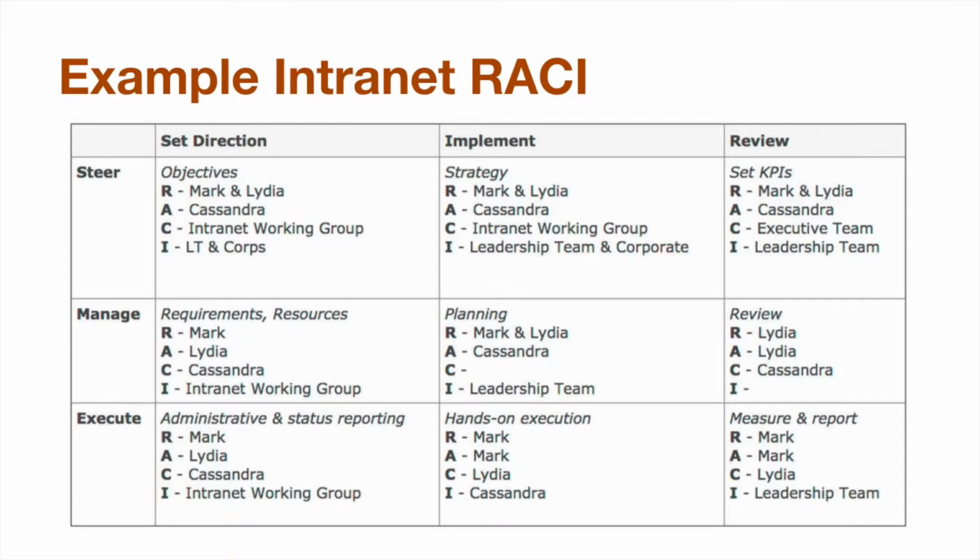Now, based on the horizontal and the vertical axes in this matrix, we've come up with 9 different tasks or activities related to this fictitious organization's intranet. And for each of these tasks, as you can see here, we've defined the people that are responsible, accountable, consulted, and informed. That's what that can look like in real life. And of course, this is a fictitious example, like I said.